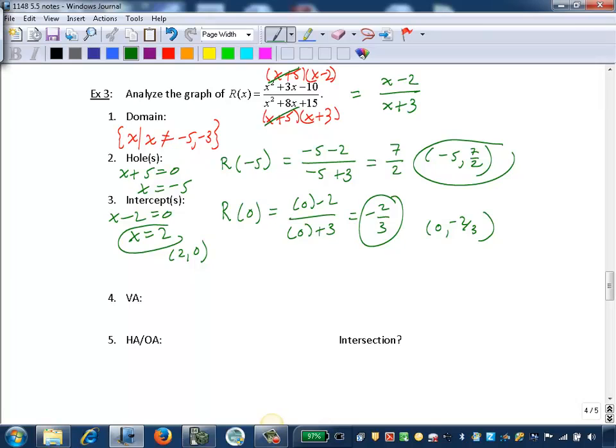Now our vertical asymptote. Once the function's reduced to lowest terms, once we reduce that common factor, remember that common factor of x plus 5 tells us there's a hole at x equals -5. Once it's reduced to lowest terms, any zeros of the denominator now indicate vertical asymptotes. So if I take x plus 3 and set it to 0, I get an x value of -3. So that means we have a vertical asymptote at x equals -3.